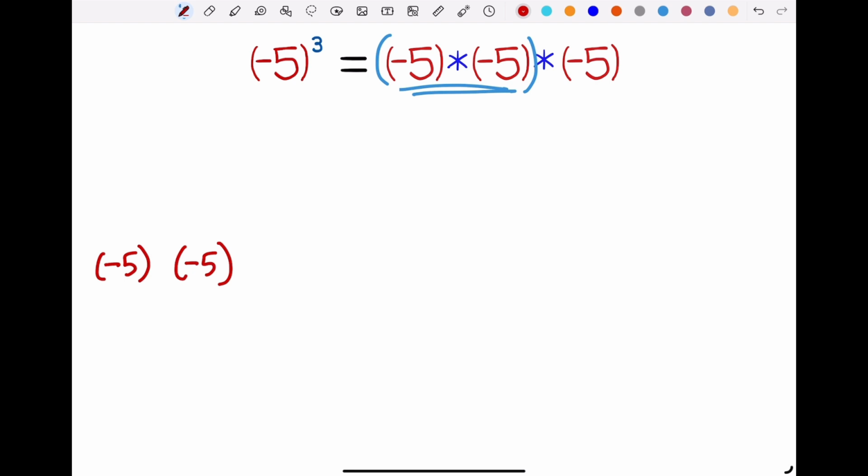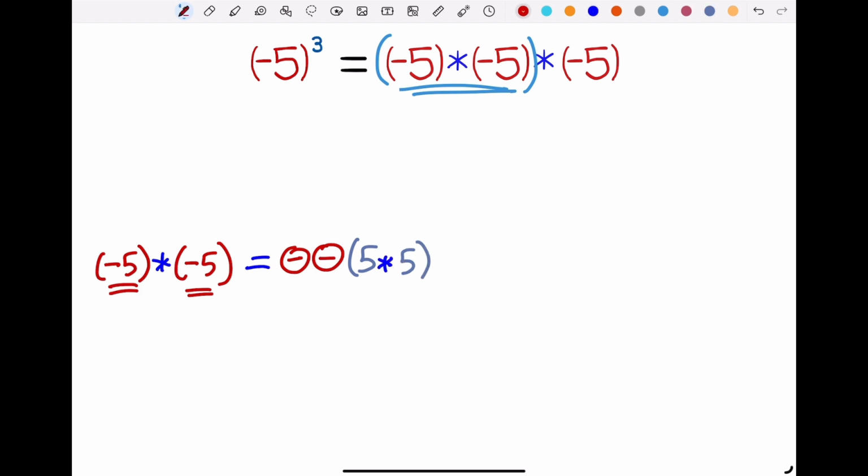So let me write that down. Here we go. And since both of the negative 5's are negative, we're going to take out 2 negative signs and put them out in front. And then we're going to multiply 5 times 5 separately.